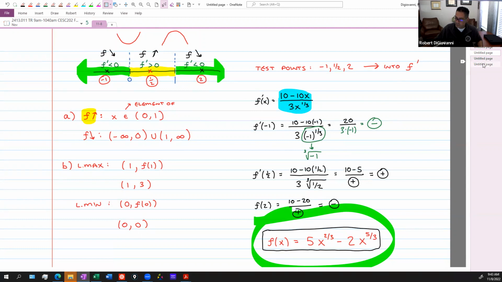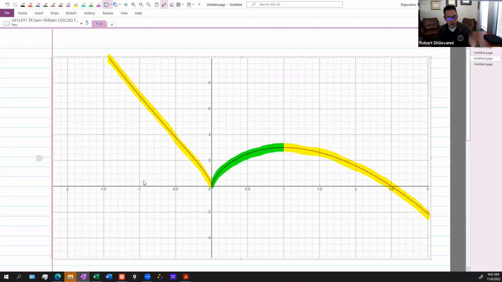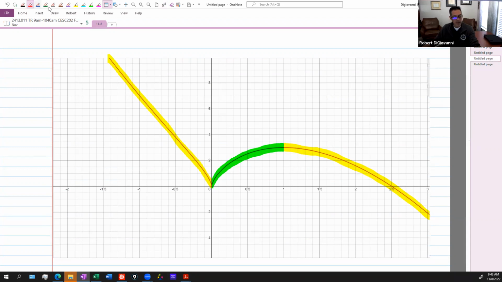And then how about local max and local min? Did we have a local min at 0, 0? I think we did. 0, 0, that's a local minimum. And we had a local maximum here. That matches, right?